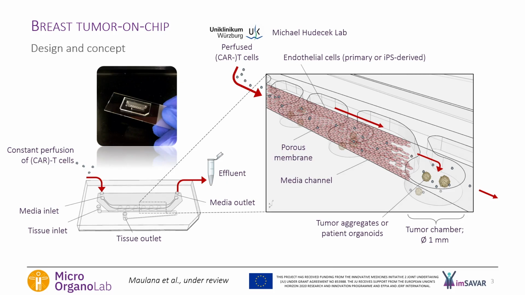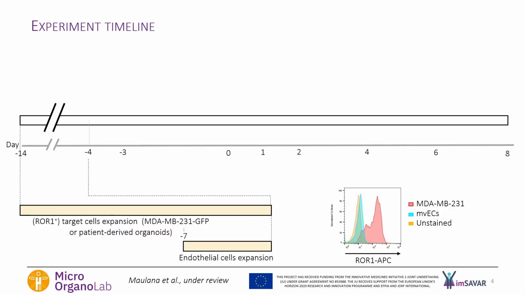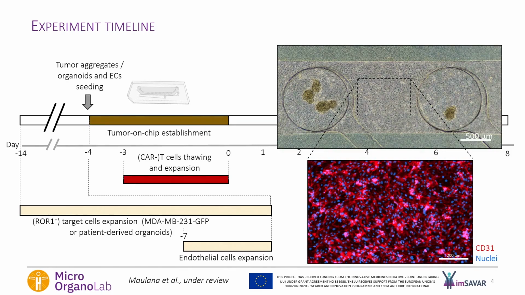To go into more detail on the experimental design that we typically use, we use CAR T cells that are specifically targeting ROR1 antigens. We expand the target cells, for example the MDA-MB231, because of their overexpression of ROR1, tagged with GFP, or the patient-derived organoids, and then expand the endothelial cells as well. Then we load the cells into the chip and establish the tumor-on-chip model, and at the same time expand and thaw the CAR T cells.